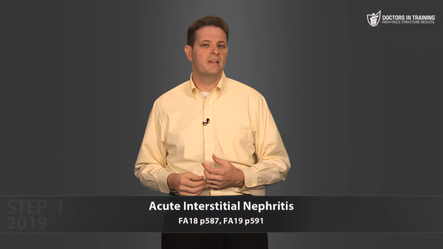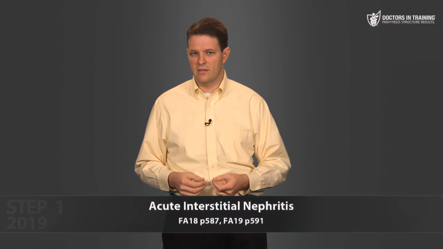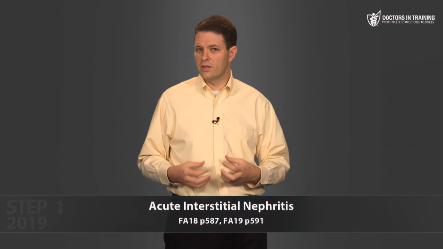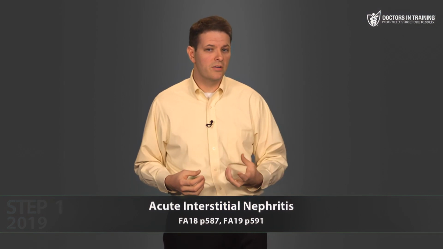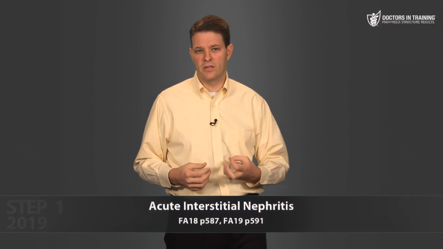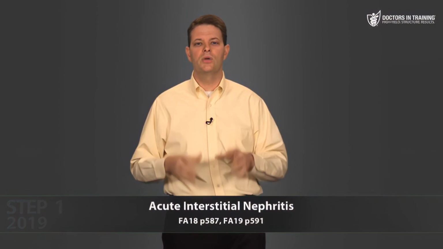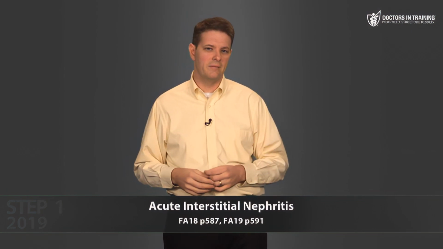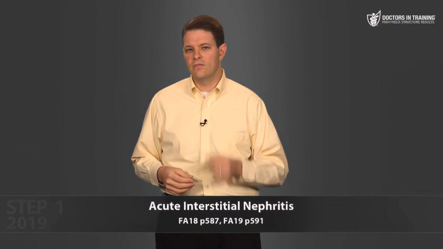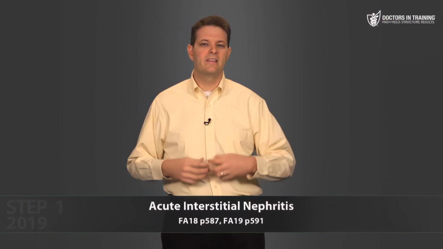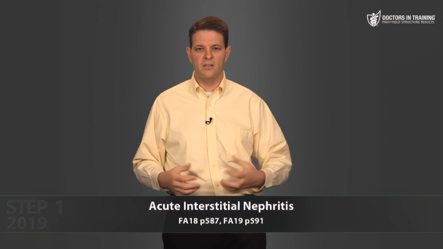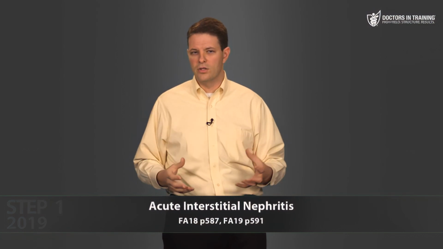Another intrinsic renal disease is acute interstitial nephritis, which is also called drug-induced interstitial nephritis or allergic interstitial nephritis or tubulointerstitial nephritis. It's got a little bit of an identity crisis, but I'm going to stick with acute interstitial nephritis or AIN. AIN is nephritis, or inflammation of the kidney, that affects the interstitial tissue, the cells and support tissue that surrounds the tubules.